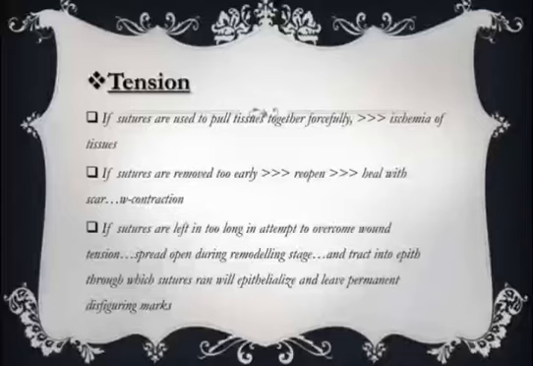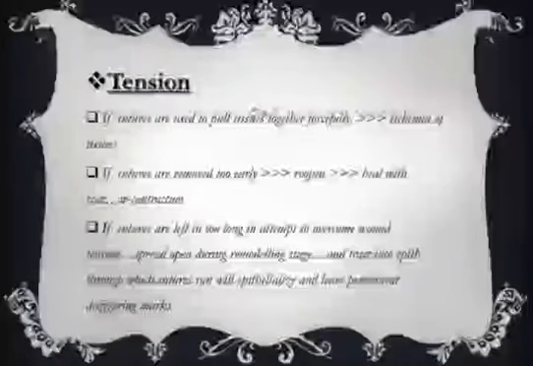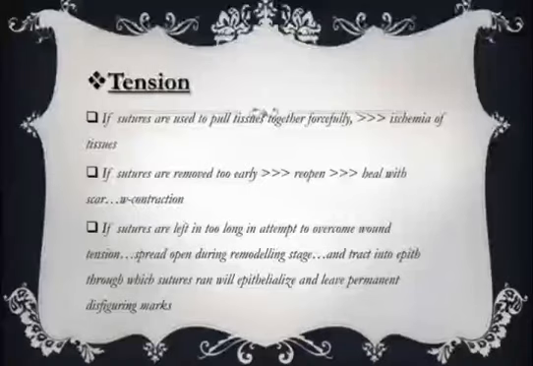Tension. If sutures are used to pull the tissues together forcefully, there will be ischemia of the tissue. If the sutures are removed too early, the wound will reopen. This helps with scar construction. If the sutures are left too long in an attempt to overcome the wound tension, they spread open during the remodeling stage and the tract in the epithelium through which the sutures stand will epithelialize and leave permanent disfiguring marks.